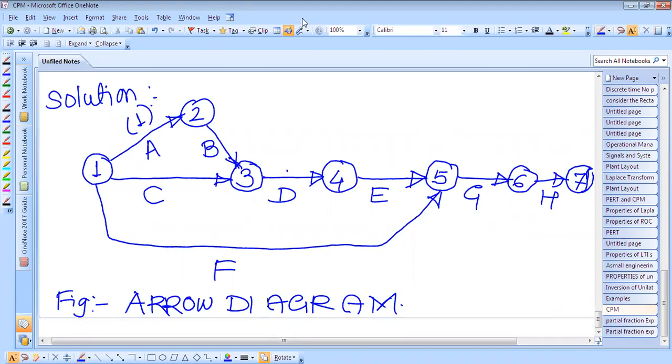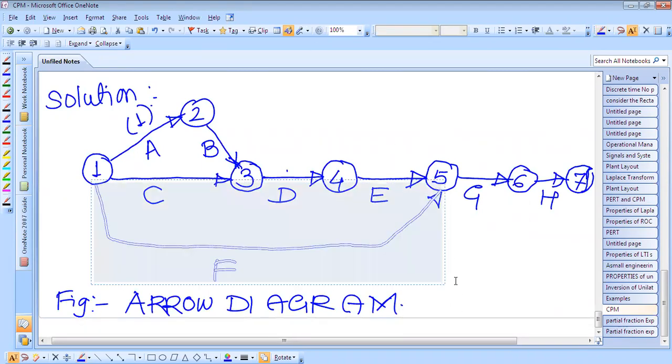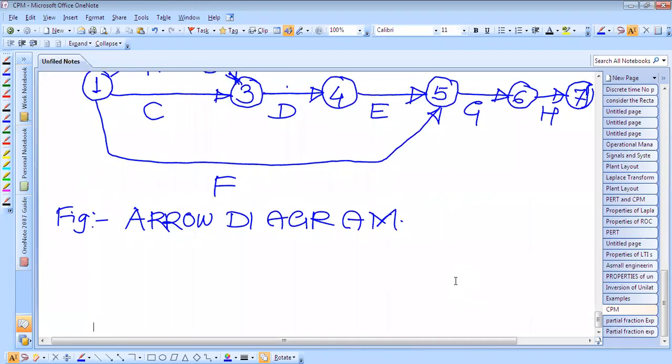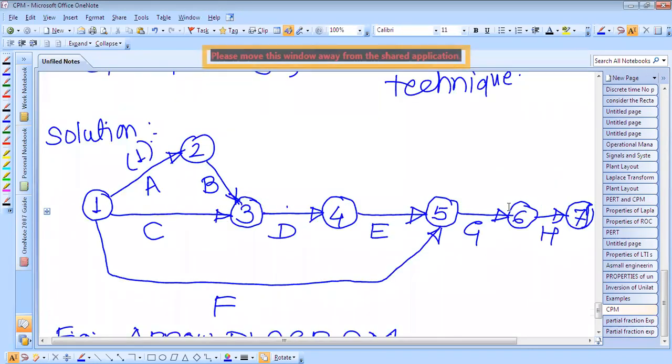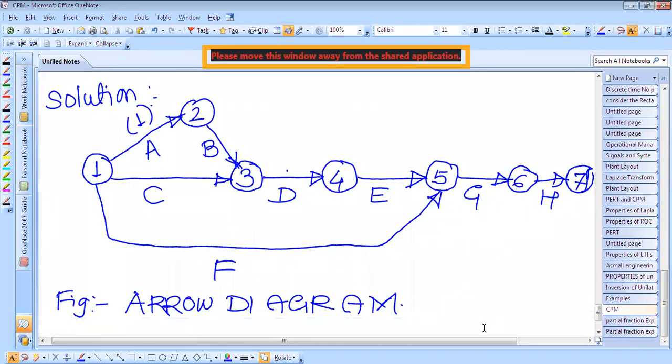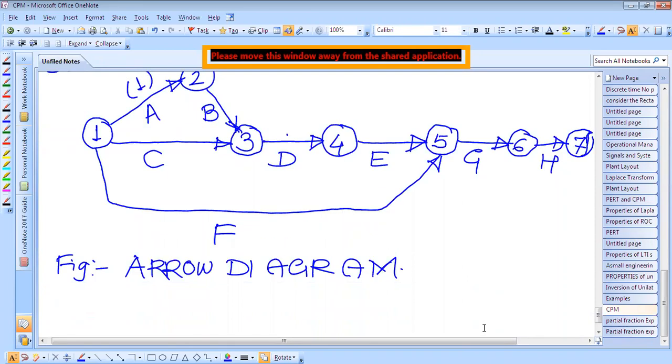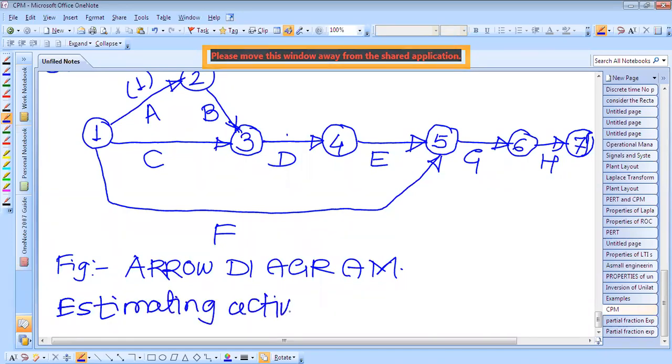This is the arrow diagram. Okay, now once you have drawn this arrow diagram, our next step is estimating the activity time, that is, the duration. Estimating activity time, or it is the duration.